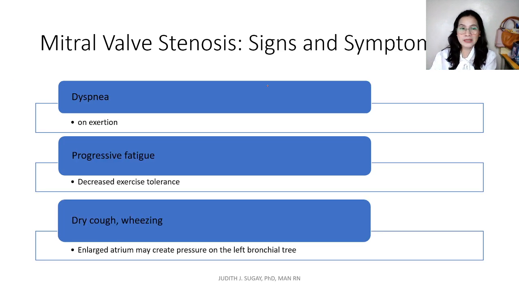So what can you observe among patients with mitral valve stenosis? They have dyspnea on exertion, and then they have progressive fatigue. They actually have decreased tolerance to exercise. In terms of cough, they have a dry cough. There's also wheezing, and it is because of the enlarged atrium, which may create pressure on the left bronchial tree. Remember, it is because of the narrowed opening of the mitral valve.